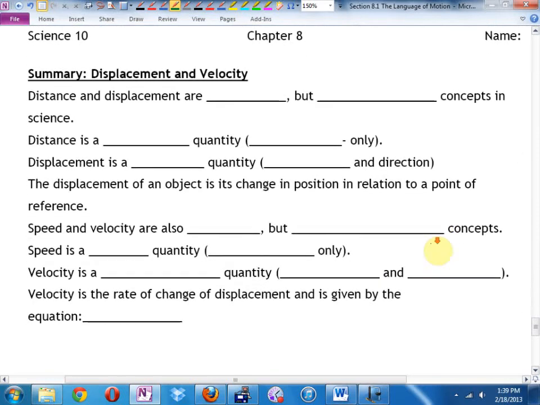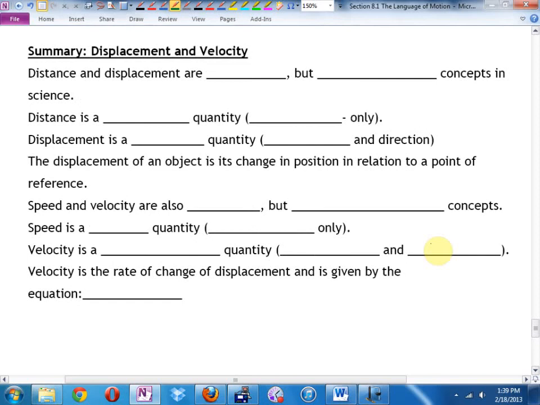Turn the page. So here's our summary. Distance and displacement are similar, but not identical. Which one is a scalar? Who remembers? Distance or displacement? Which one is a scalar, has magnitude only? Distance.